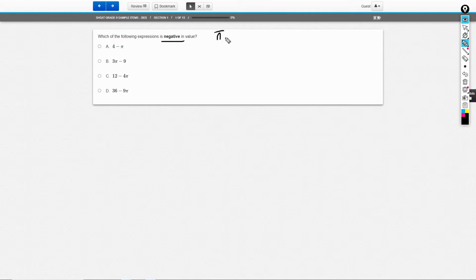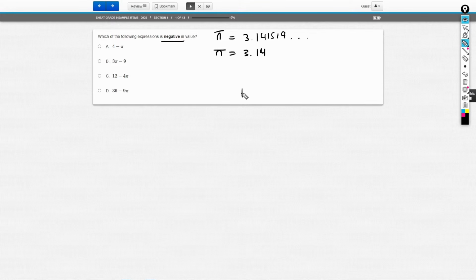Well, pi is an irrational number that's equal to 3.141519. It goes on forever, thus it's irrational. On the SHSAT, you only need to know that it's about 3.14. Okay, so with this knowledge, knowing that pi is 3.14, we can check which one of these answer choices is going to give us a negative answer. We're not given a calculator, so we can't plug this into a calculator. We'll just have to do it by hand.